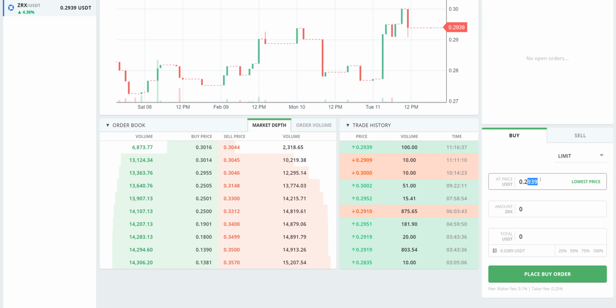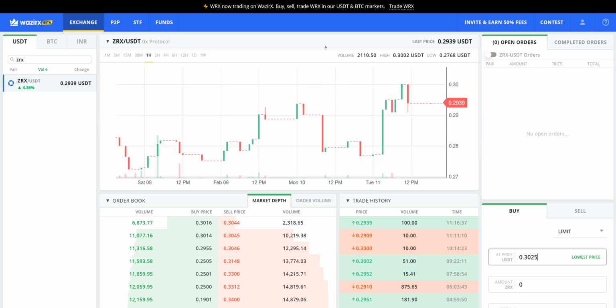So if I want to purchase that asset and wait a little bit, possibly, depending on whether someone decides to sell it for what I'm bidding, I'm going to go for a number in between. So maybe I'll do 0.3025, and then I'd go and place my buy order. And if it doesn't go through, I could cancel and modify it if I want to, or I'd rather just wait. So it's pretty simple.